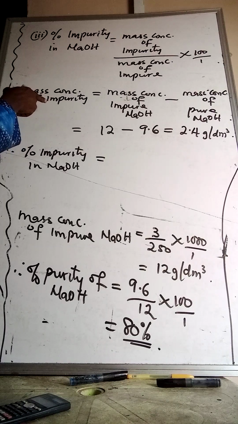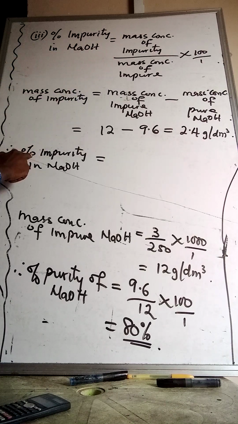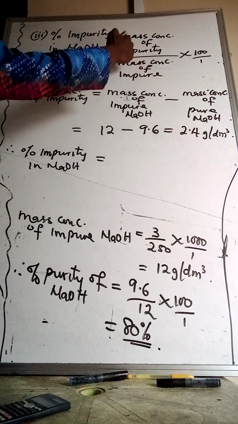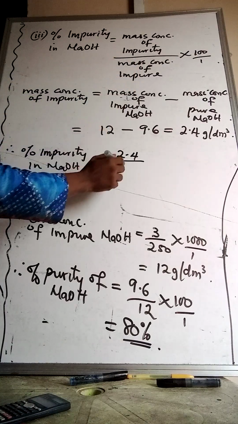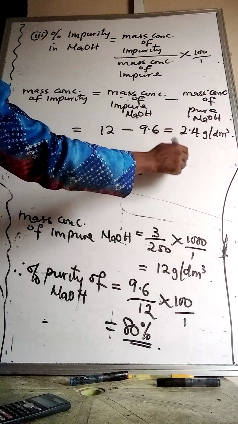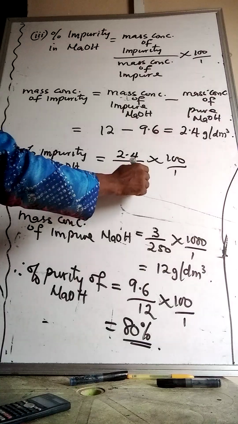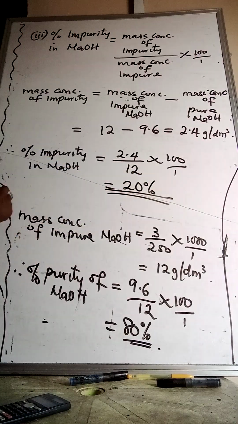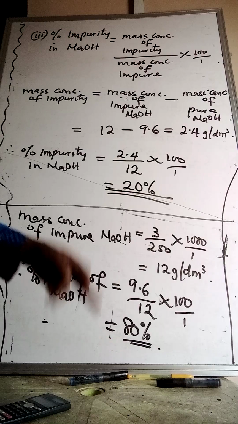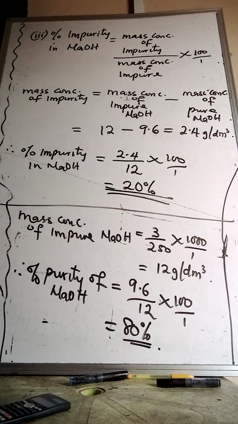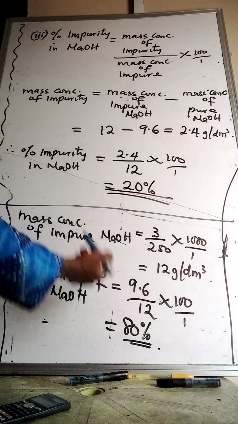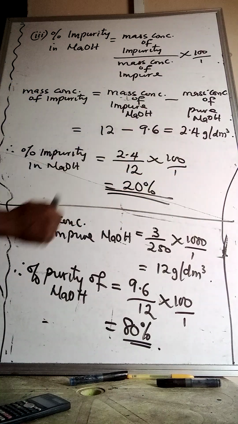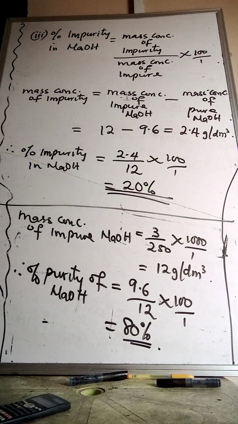Of the impurity. So going back to this formula, percentage impurity will now be this 2.4 divided by 12 multiplied by 100 over 1. That will give us 20%. As you can see, if you subtract 80% from 100%, you get this 20%. That means you can still do it directly by doing 100% minus 80% without going through this calculation. Take note of that. It is allowed in any exams.